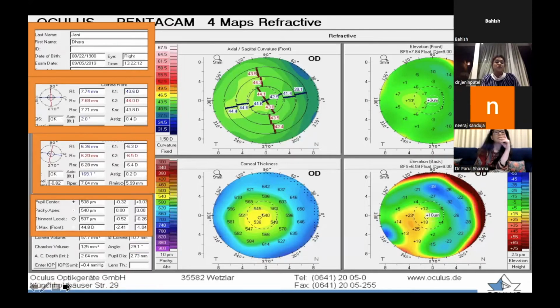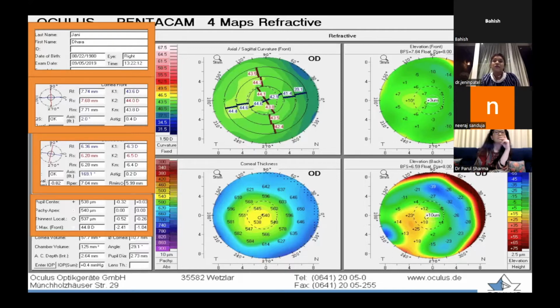Now, when we come to the pupil parameters, the black dotted lines which we see on this graph are the border of the pupil. The black plus sign that we see is the center of the pupil. So it gives us the pupil center and the thickness at the pupil center. The pachymetry apex would be the center of the cornea and the thickness at the center of the cornea.